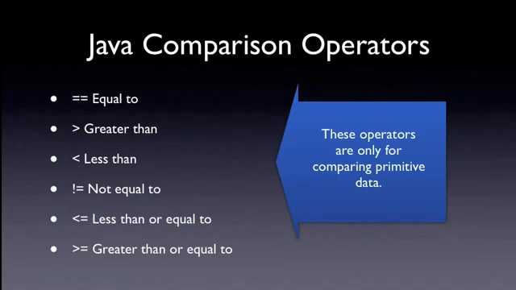And then greater than and less than, you've seen before. If you want to determine if two things are not equal to each other, it's an exclamation point and an equal sign, and then there's also less than or equal to and greater than or equal to. And a point on the big blue arrow on the right-hand side: one thing you should know is that these operators are only for comparing primitive data. In other words, comparing things like ints, doubles, and characters.